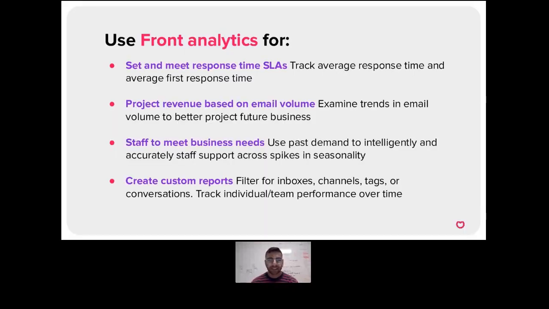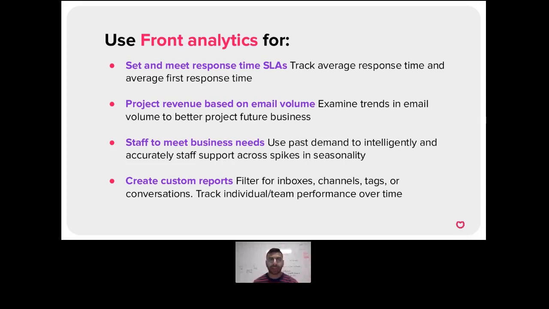Email analytics is probably the most powerful feature that Front has. You could use Front Analytics to set and meet response time SLAs. You could track the average response time and the average first response time. If this is a big core part of your business where you need to measure how fast you're getting back to your customers, on an individual basis and a team basis, Front has a dashboard that shows you all of this. It's really awesome, and it can help you understand how quickly you're getting back to your customers, and who's responding faster.